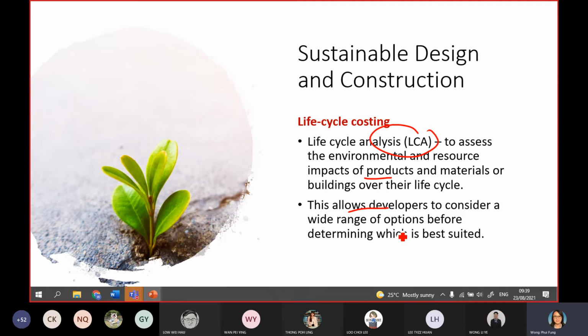This allowed the developer and the project team to consider a different range, a different option and alternative before they decide which material to use, because each material will bring you different life cycle costing.